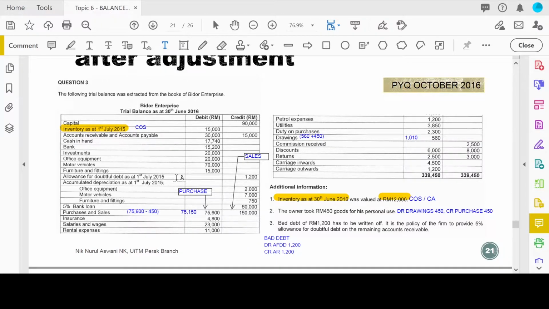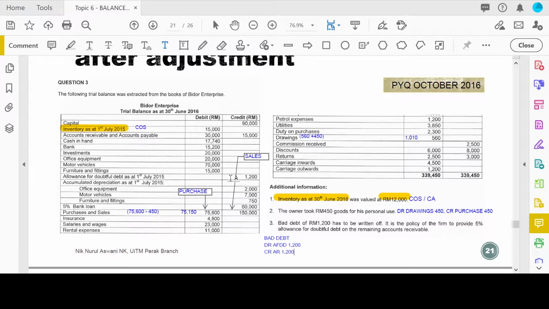So look here. Allowance for doubtful debt is the opposite of account receivable. It reduces account receivable. Account receivable is an asset account, so it will have a debit balance. Allowance for doubtful debt will reduce account receivable, so the balance for allowance for doubtful debt is a credit balance.